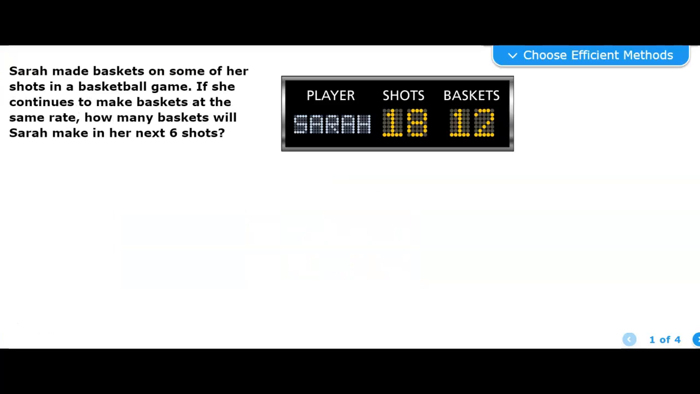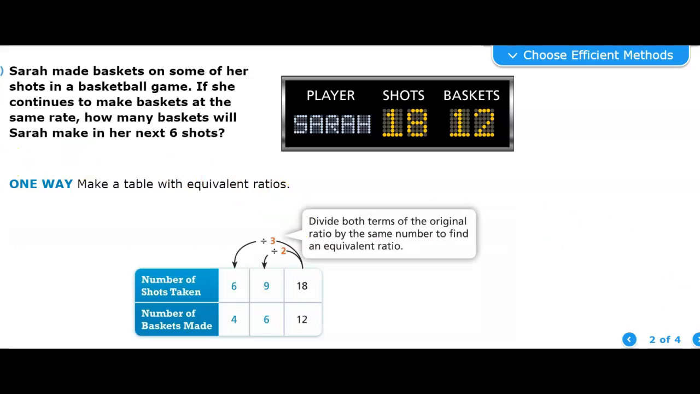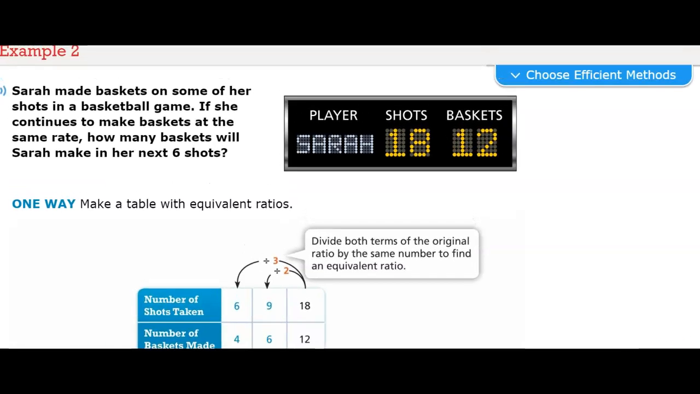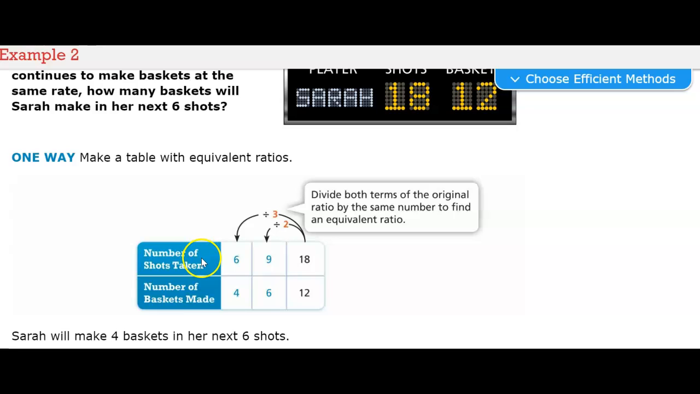Sarah made baskets on some of her shots in a basketball game. If she continues to make baskets at the same rate, how many baskets will Sarah make in her next 6 shots? One way would be to make a table, which they have shown here for us. They have number of shots she's taken, number of baskets made. So we have 6 shots that she took, and she made 4 out of those 6 shots.